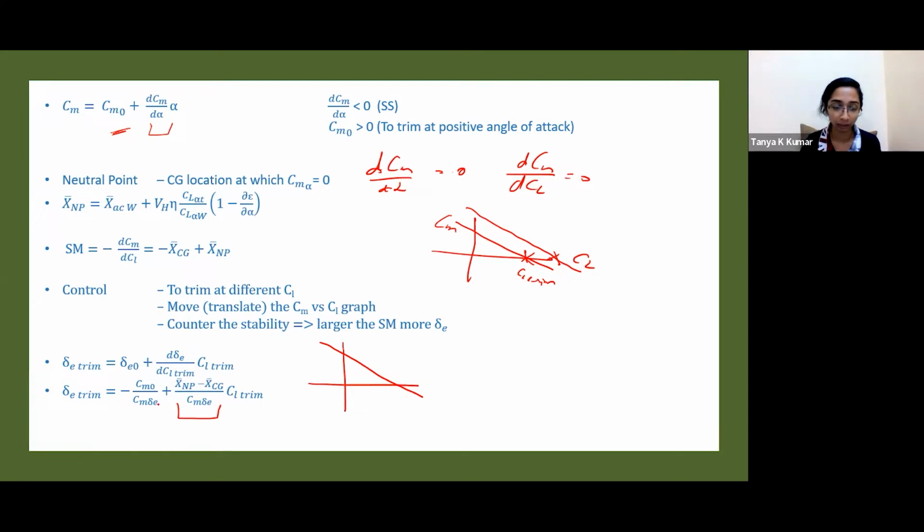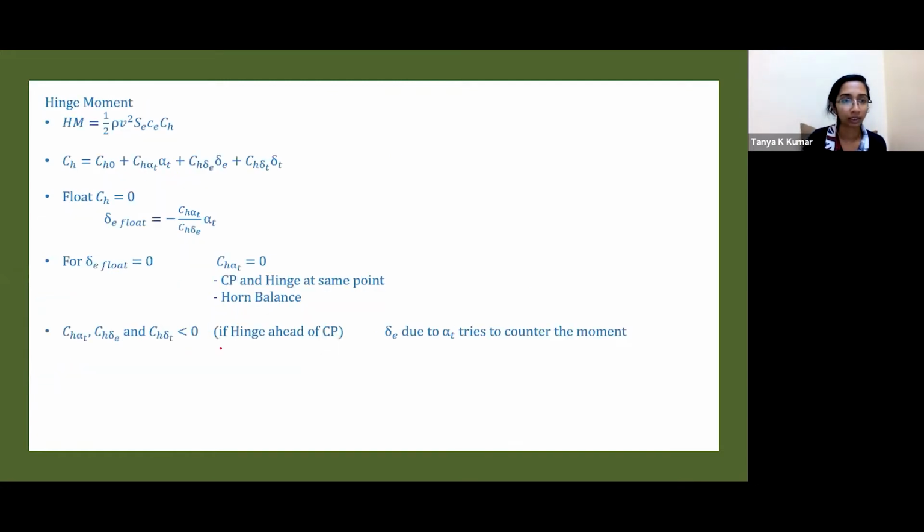Now coming to this term, Cm naught, we have ensured it to be positive to trim at a positive angle of attack. So Cm naught is positive. Cm delta E again is negative. So this entire term becomes positive. So it has a positive intercept delta E naught and a negative slope. So this is delta E and this is CL trim. Okay, so this is the graph.